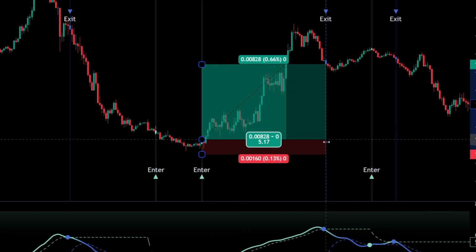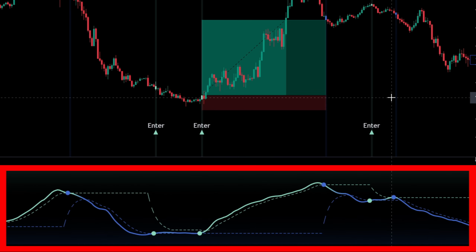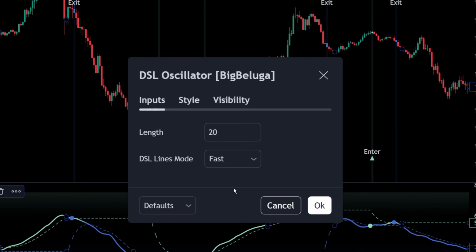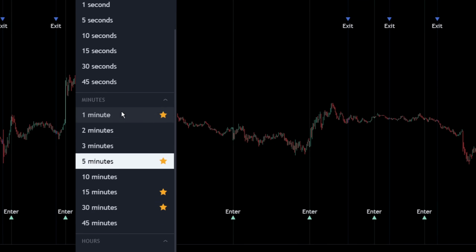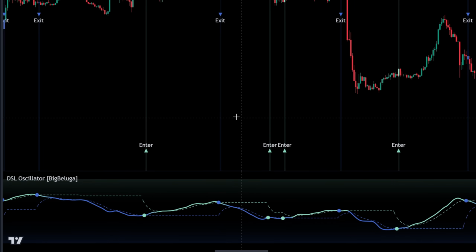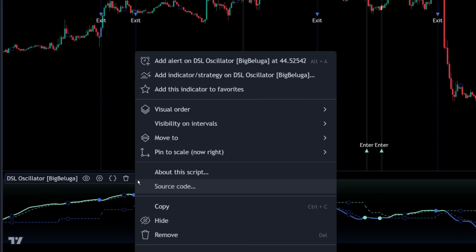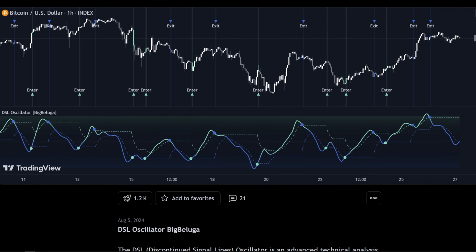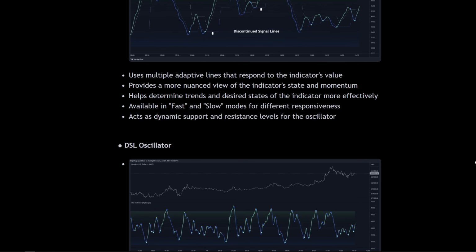But if you're more advanced, it also provides you with a full view of what is happening in the lower pane. In its settings, you can configure the length and the DSL lines mode to fit your trading market and time frame. If you want to dive deep into all the indicator variables, you can click on the three dots icon next to the indicator's name and click on About this script. Here, you can read the exact instructions that the developer of the indicator provides.